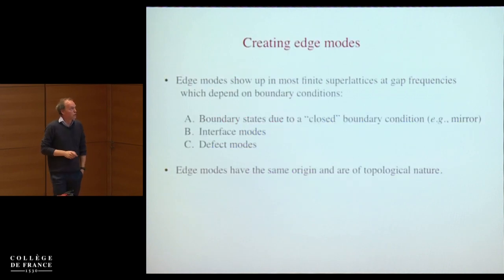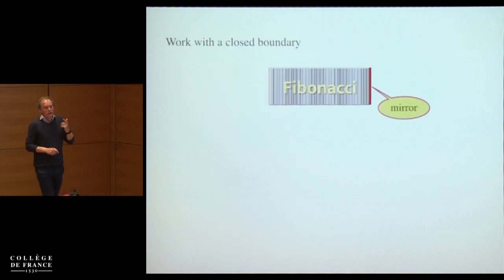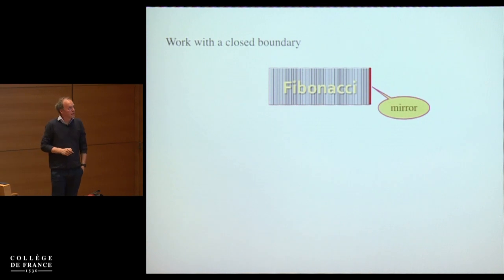So, creating edge modes. Edge modes, as we know, show up in most finite superlattices at gap frequencies that depend on boundary conditions. Now, it's not scattering; they are just edge states, modes. Those boundary states can be due to closed boundary conditions, for instance if I put a mirror at the end of my chain, or they can be due to interface modes, defect modes, whatever you want. But all edge modes have the same origin, and they are all of topological nature, always.